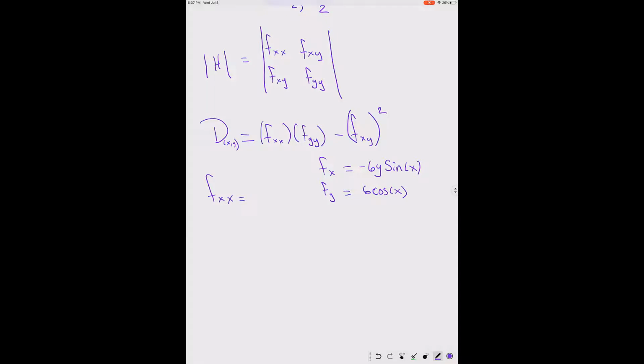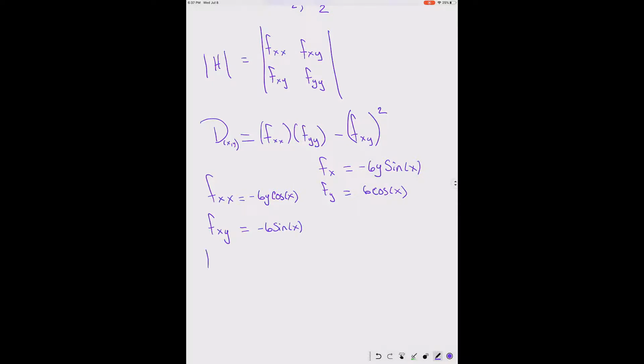So I'm going to take the derivative of this function a second time with respect to x, and when I do that I get negative 6 times y times the cosine of x. Then I also need to do x first and then y second, so I'll have negative 6 times the sine of x.